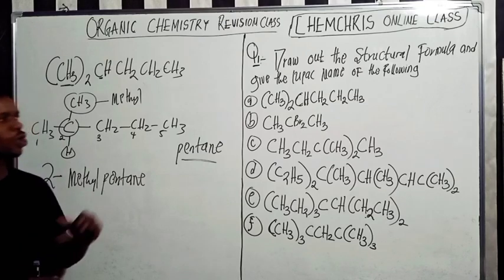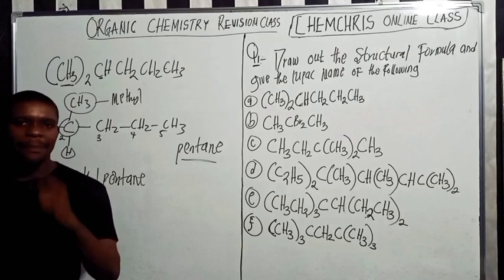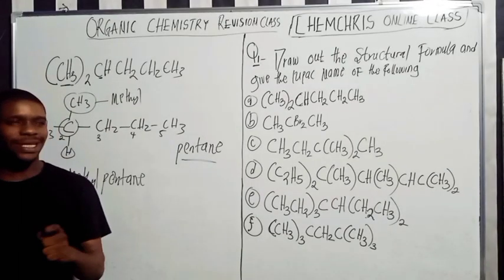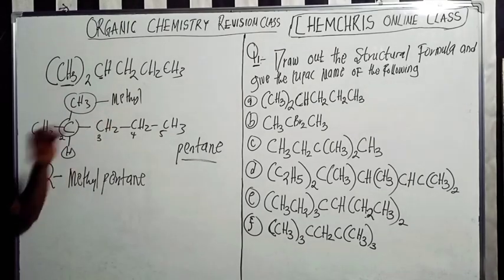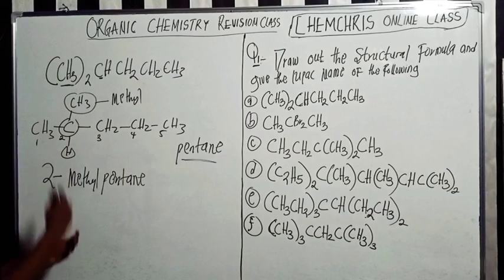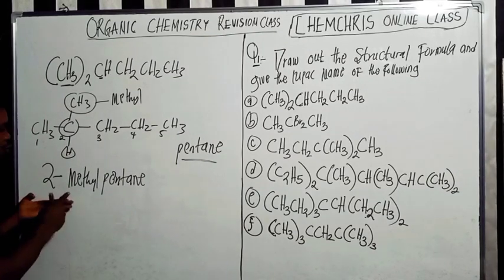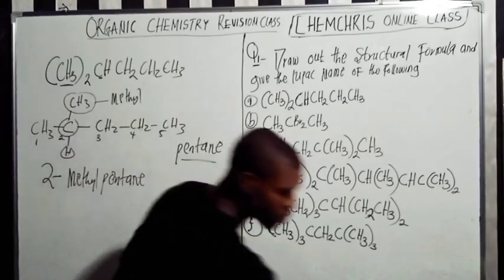Do you understand? If you're not able to translate into this, you might make a mistake. That is why it's very important to know how to change from this condensed formula to a fully displayed formula. And we still have many more of them. You get that? So now let's look at the second one. The first one here is 2-methylpentane. Let me go to the next one, B.